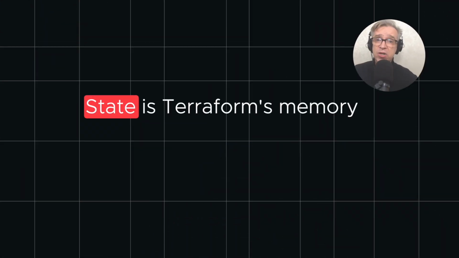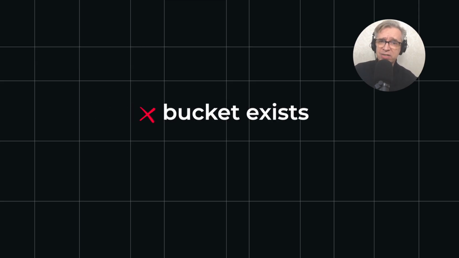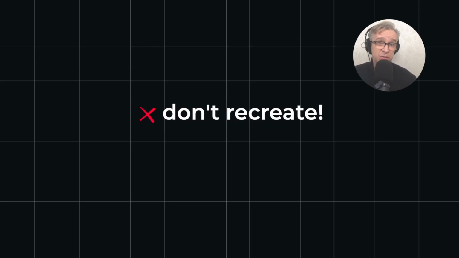State. This is Terraform's memory. After it creates something, it stores info in a terraform.tfstate file, so it knows, okay, this bucket already exists, don't recreate it, maybe just change this detail. In this demo, the state file will live locally next to our code. In a real-world setup, you'd usually put it in S3 or Terraform Cloud so your whole team can share it.